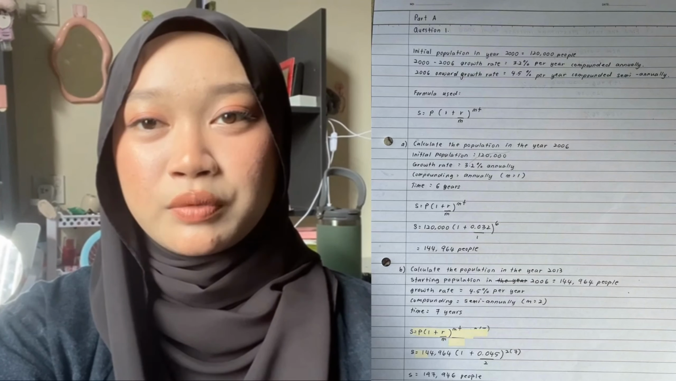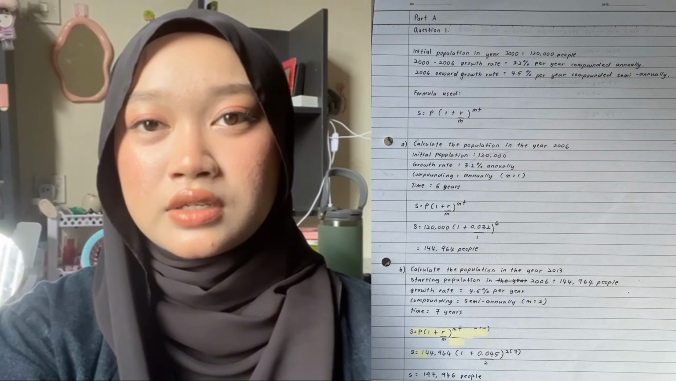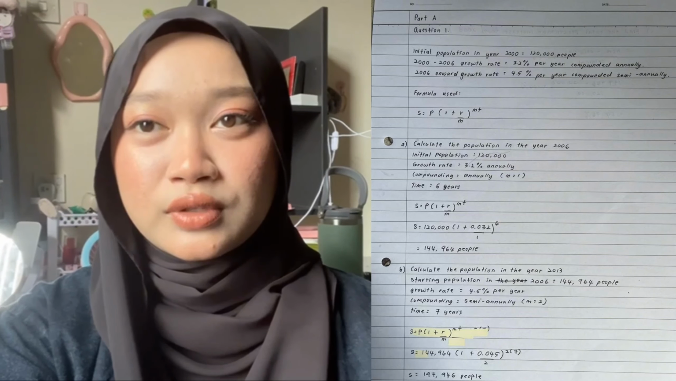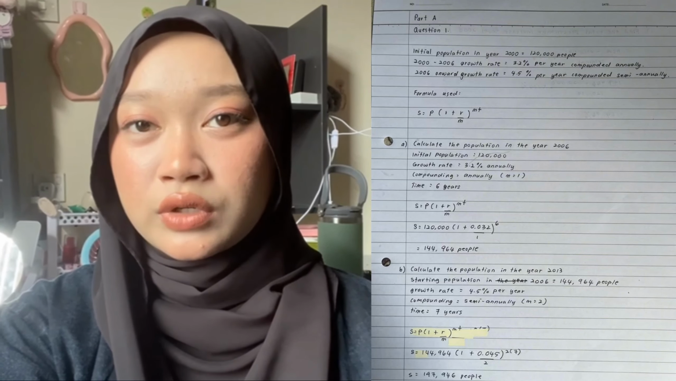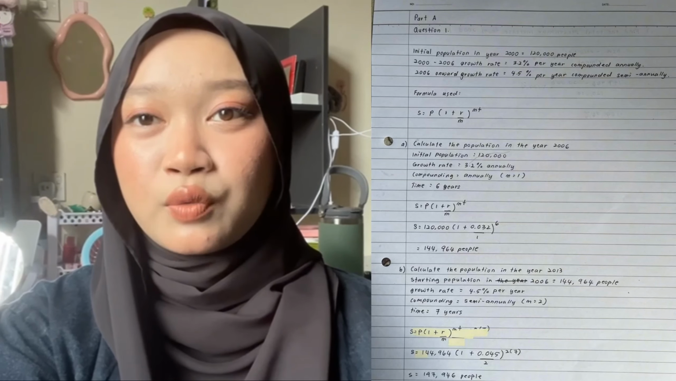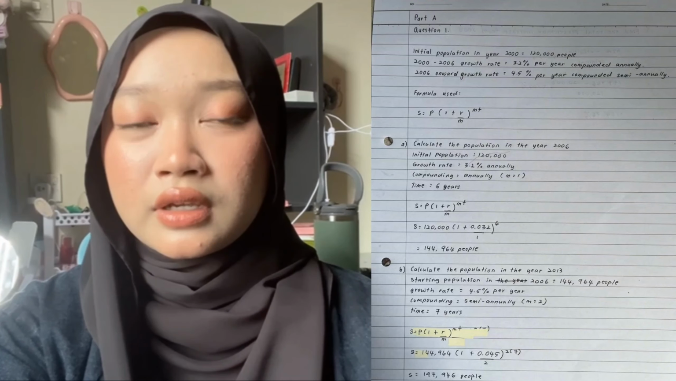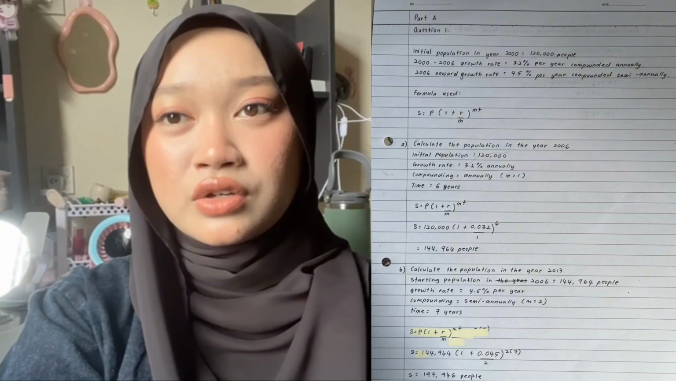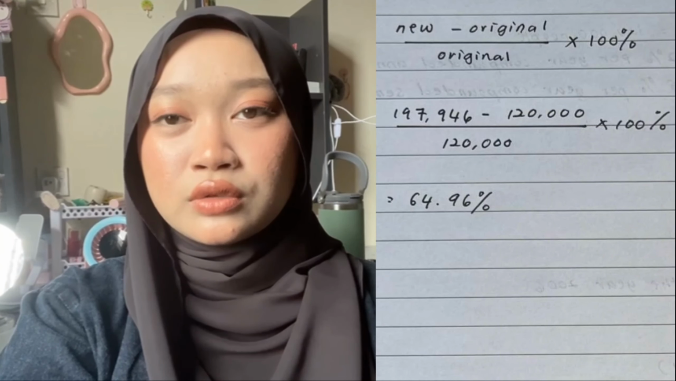For question B, calculate the population in the year 2013. We are given the starting population in 2006 is 144,964 people. The growth rate is 4.5% per year. Compounding is semi-annually, M equals 2. Time is 7 years, so we fill the information into the formula. S equals 144,964, open bracket 1 plus 0.045 per 2, close bracket, power of 2 times 7. So the population in 2013 is 197,946 people.